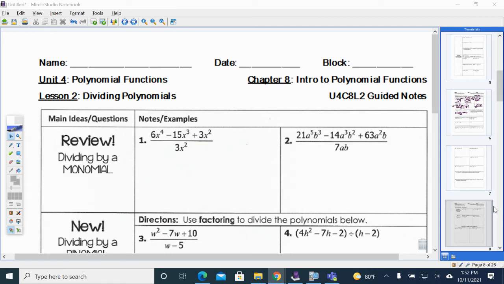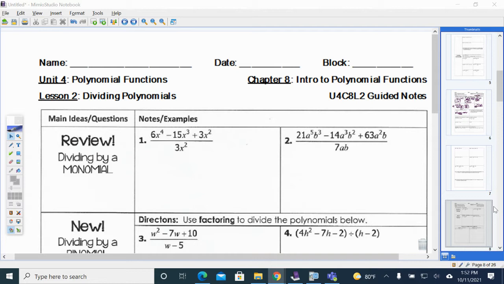This video is on Unit 4, Polynomial Functions, Chapter 8, Intro to Polynomial Functions, Lesson number 2, Dividing Polynomials. In these first two examples, it's a quick review on dividing polynomials when we're dividing by a monomial.